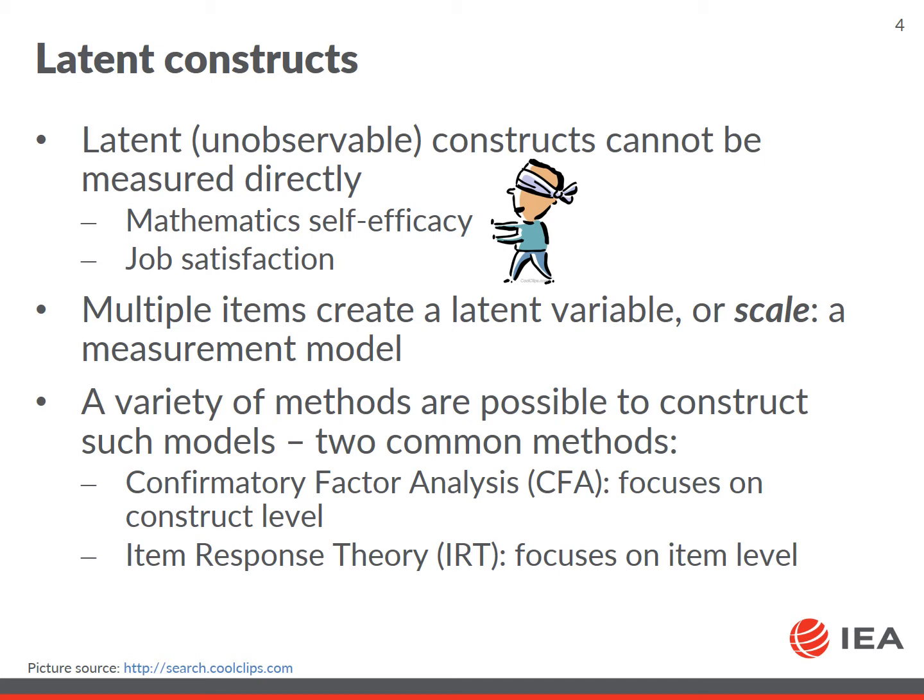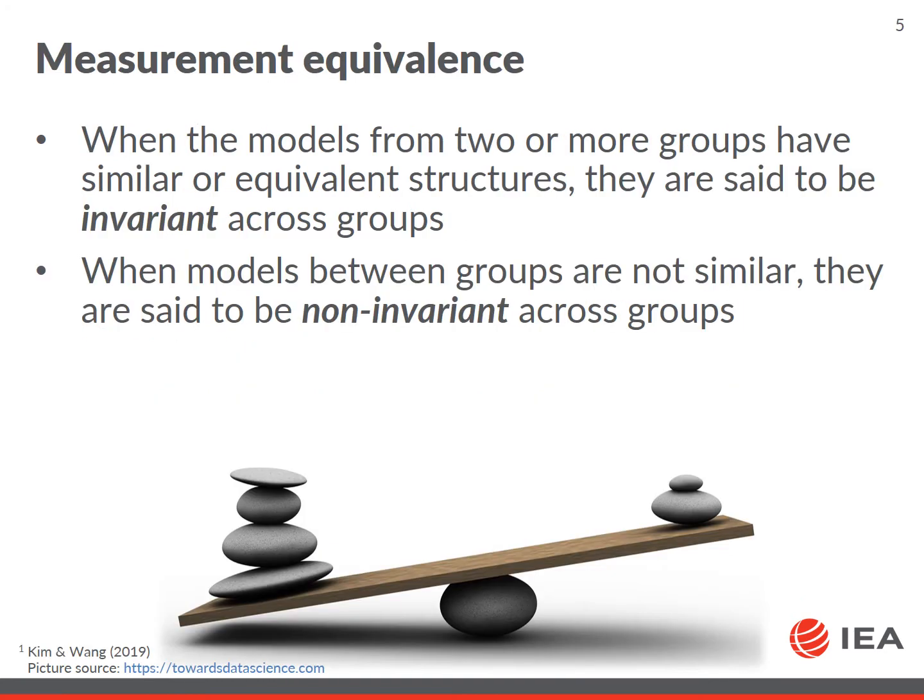These items are examined together in a mathematical model, and there are several methods to determine this model. Two that are common in psychometrics are confirmatory factor analysis, or CFA, and item response theory, or IRT. When we use such models with different groups or populations, we would like to ensure that the model measures a latent variable similarly for each group. This can be called measurement equivalence, and when we observe that group models are similar, we commonly say they are invariant, meaning models do not vary between groups. While if group models are not similar, we can say they are non-invariant.